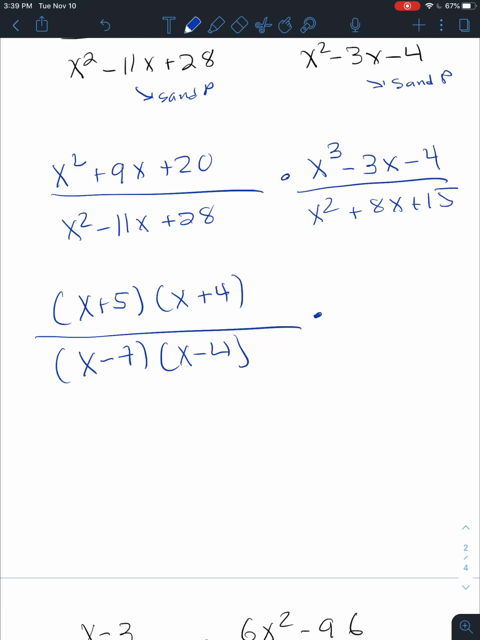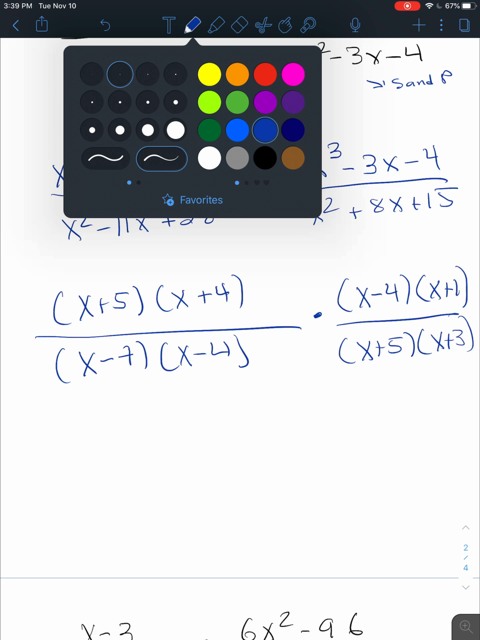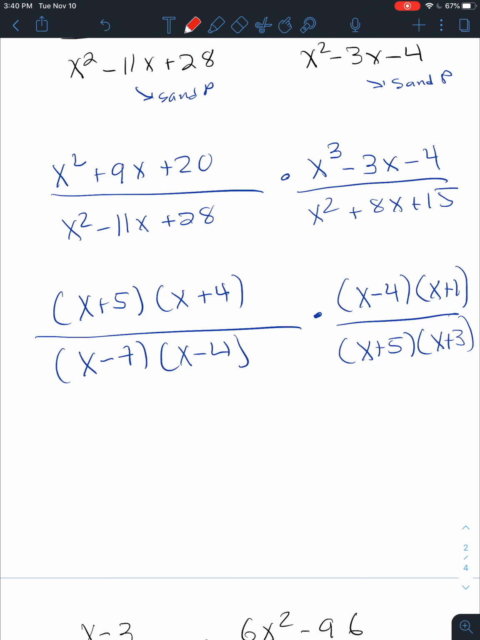What two numbers multiply to negative 4 and add to negative 3? Well, that's minus 4 and plus 1. And what two numbers multiply to 15 and add to 8? That's 5 and 3. This actually starts becoming fun once you start getting comfortable with your multiplication tables and realizing that it's sum and product.